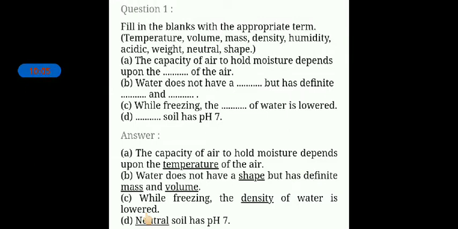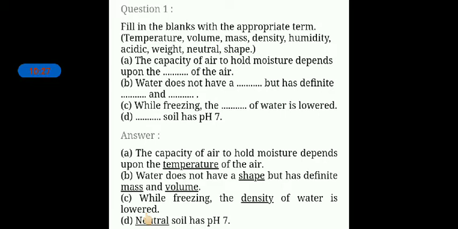First question, we have the new exercises. Fill in the blanks with the appropriate term. In brackets they have given the options as well. First: the capacity of air to hold moisture depends upon the dot dot of the air. So the answer for this is temperature of the air.